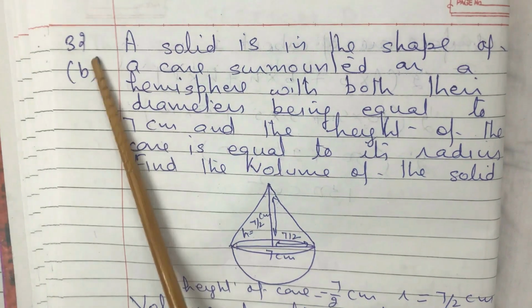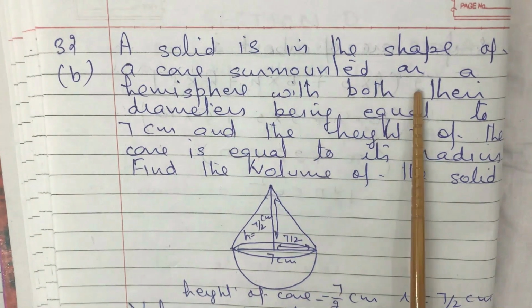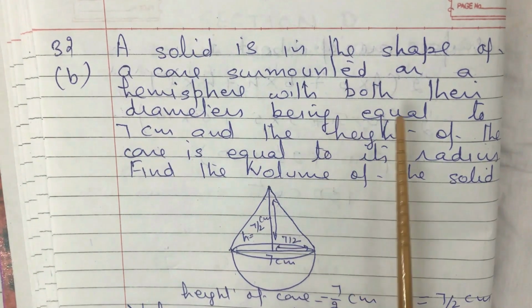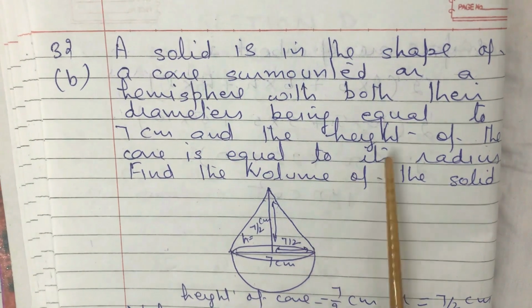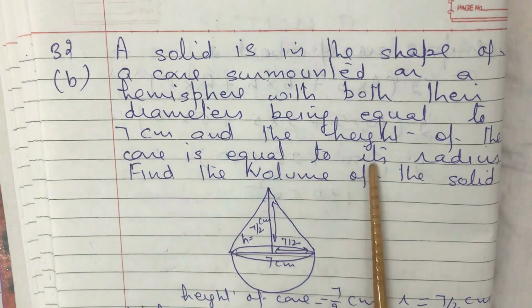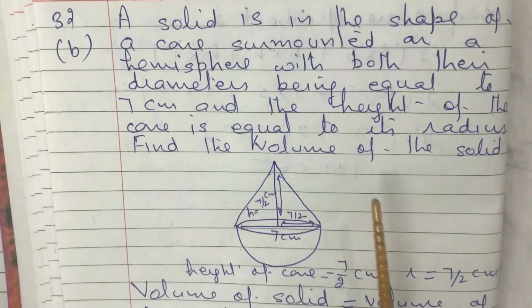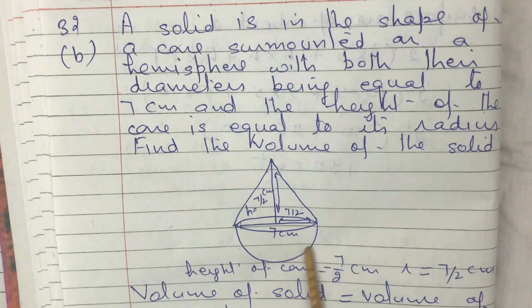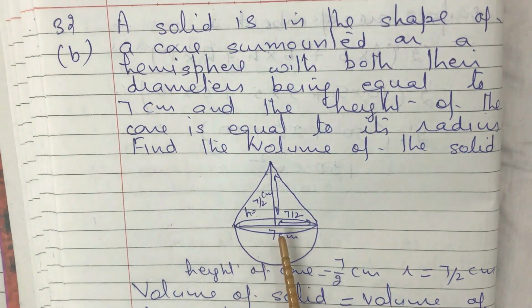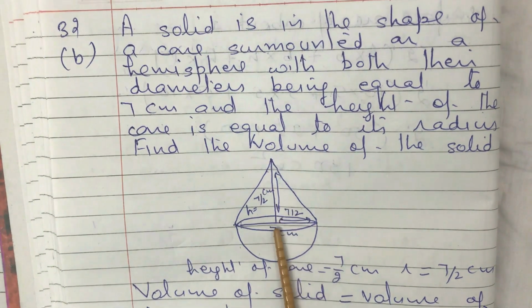Now 32nd question, B part. A solid is in the shape of a cone surmounted on a hemisphere with both their diameters being equal to 7 centimeter and the height of the cone is equal to its radius. Find the volume of the solid. Now this is a cone which is surmounted on a hemisphere and its diameter is 7 centimeter. Height is equal to its radius.